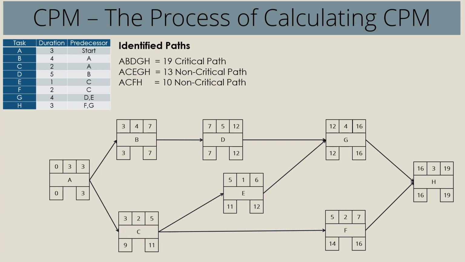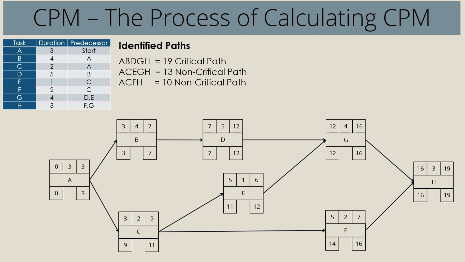To identify the critical path, all we have to do is figure out which activities have their early finish and late finish being the same. So we have activity A. Here the early finish and late finish are both 3. Activity B, the early finish and late finish is 7. Activity D, it's 12. Activity G, 16. Activity H, 19. So B, D, G, H would form the critical path.